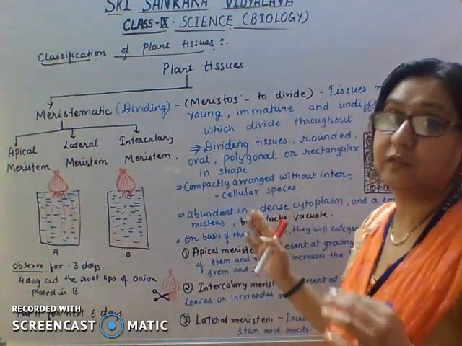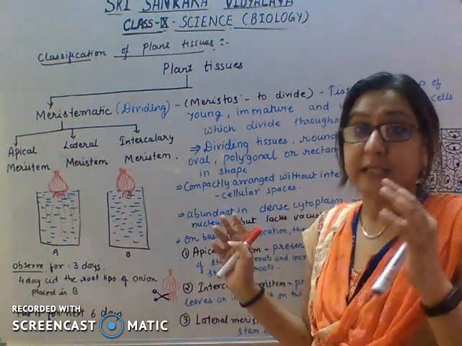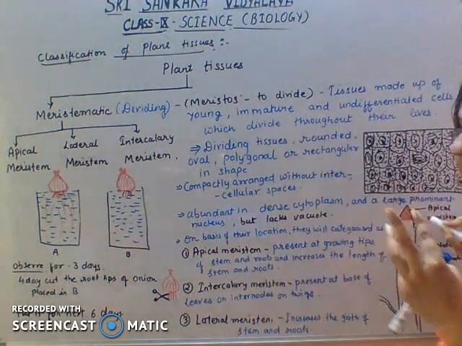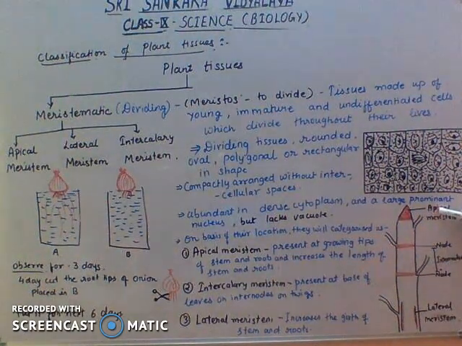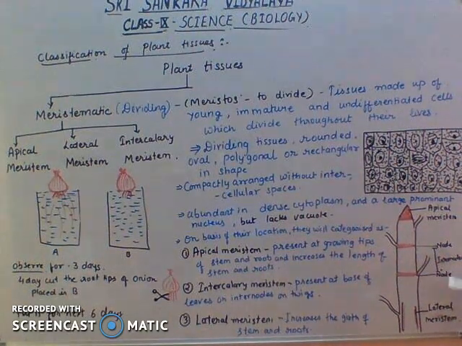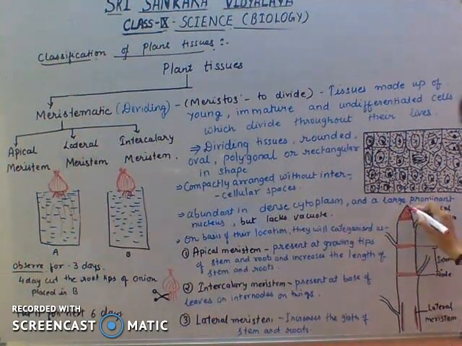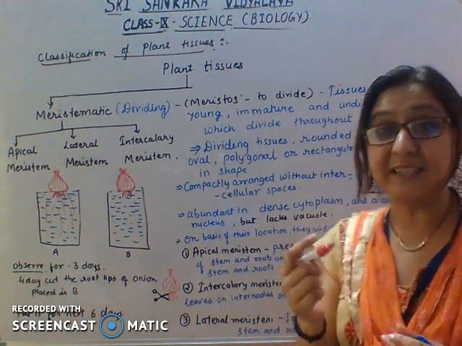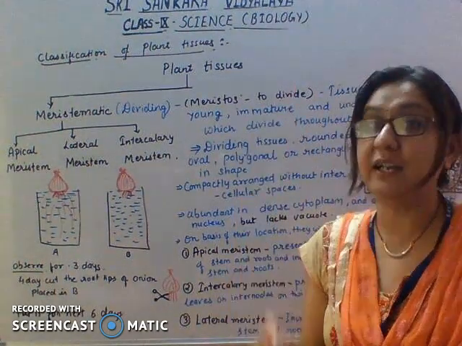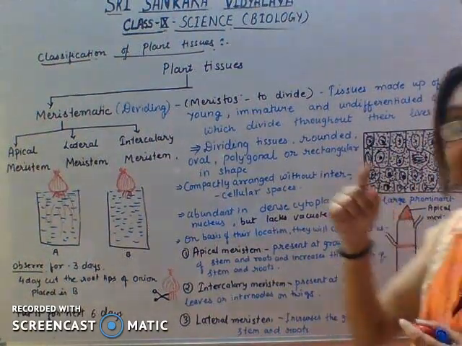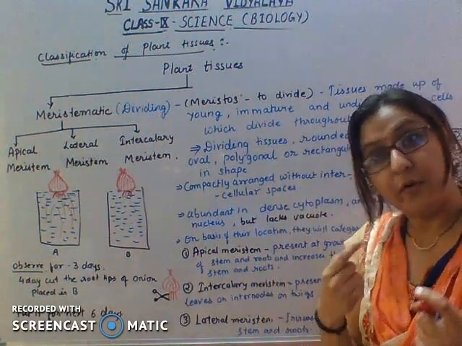On the basis of location, the meristematic tissues can be categorized into 3 types: apical meristem, intercalary meristem, and lateral meristem. Apical meristem, as the name suggests, is present at the growing tips, in the shoot as well as in the roots. So it is responsible for increasing the length of the stem and the length of the roots.